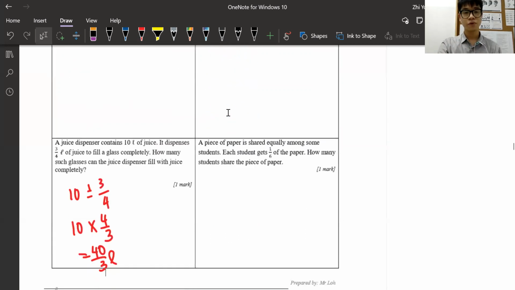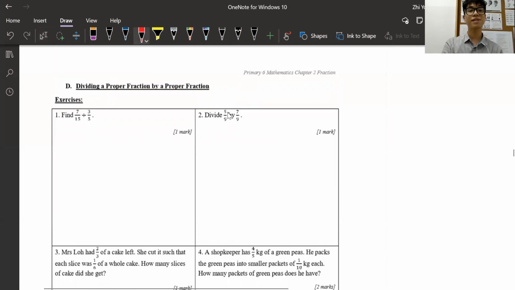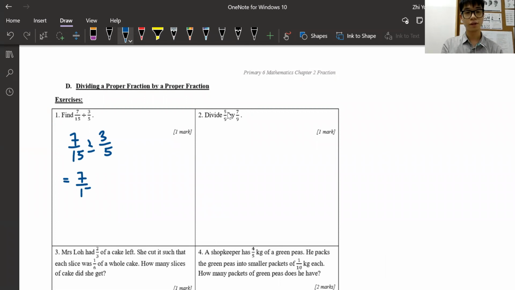Okay, so let me go through the last part, D, which is dividing a proper fraction. This is an interesting part, but it's very easy. Find 7 over 15 divided by 3 over 5. As you know, what we'll do is 7 over 15 times, because divide becomes times, you flip over the 3 and 5, so 5 over 3. Can you simplify first? Yes, you can simplify the 5 and 15. Divide by 5, 1, divide by 5, 3. So 7 times 1, 3 times 3.